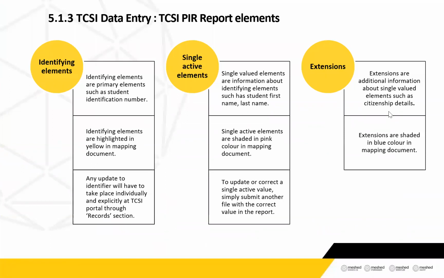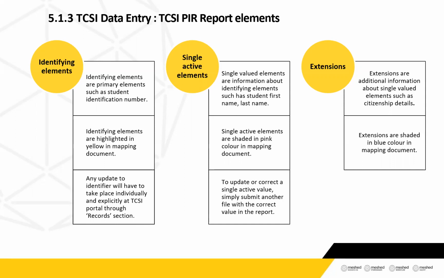Now last is extension. So extensions, these are nothing but additional information. That means one student can have a group of data for that information. So let's say citizenship. Citizenship is an extension. Okay. Why? Because a student can have multiple records for citizenship.